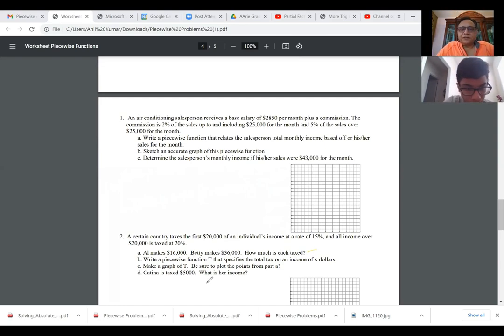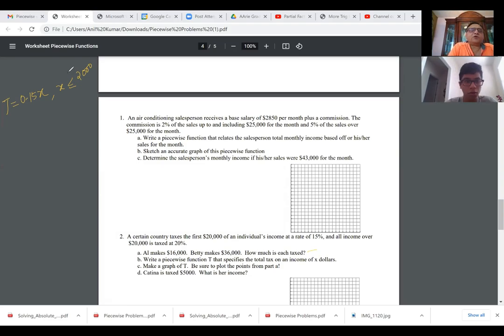Perfect. So this is very similar. So you give me an equation. T is the tax now for us, right? The tax rate on the first 20,000 is 15%. Al makes this one, Betty makes this one. How much is each taxed? We only want to find the tax amount, right? So 15% of the earnings means 0.15 of the earnings. Let's say the earning is X amount. But this limit is when X is, of course, greater than 0 but less than or equal to 20,000.